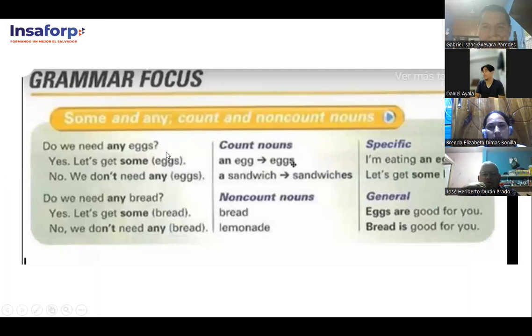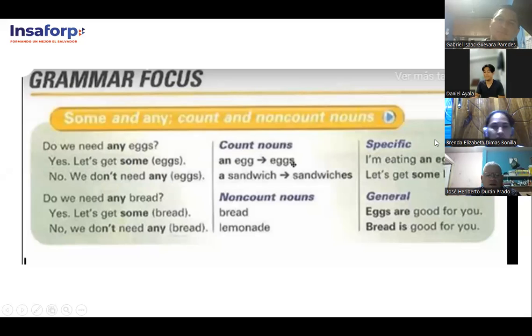Now, here we can see the expressions some and any, and how we can use them with count and non-count nouns. For example, do we need any eggs? Yes, let's get some eggs. No, we don't. We don't need any eggs. So we use any in questions and negatives. Questions and negatives, I use any. And some is used in affirmative statements.